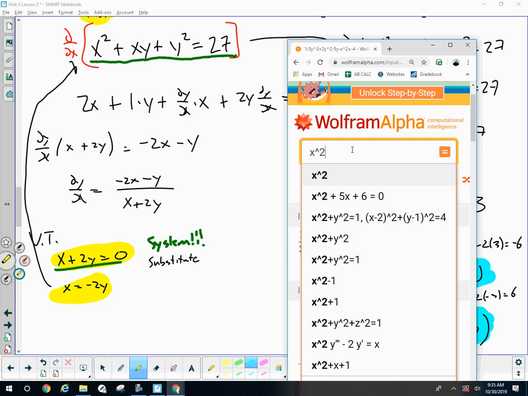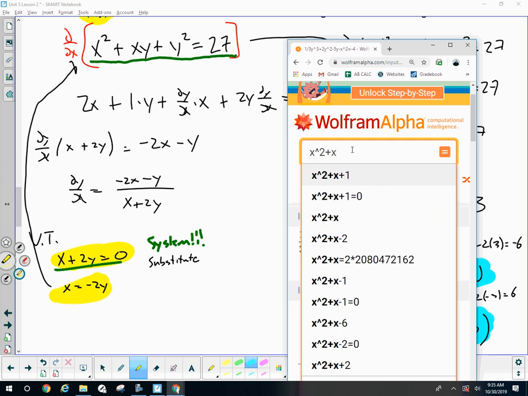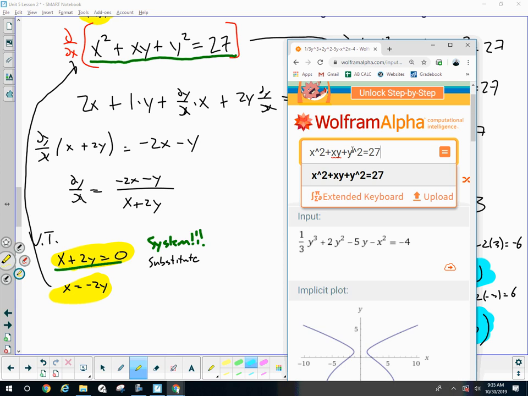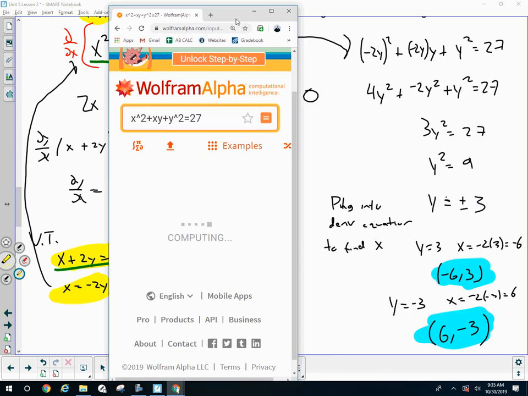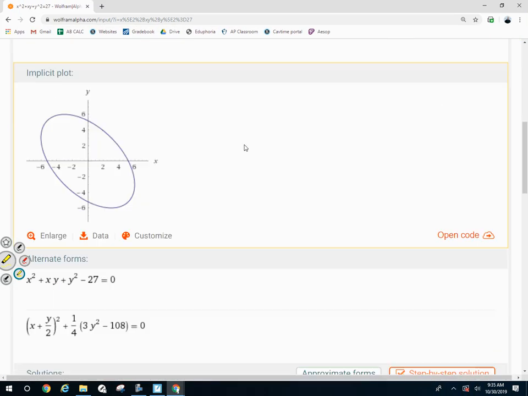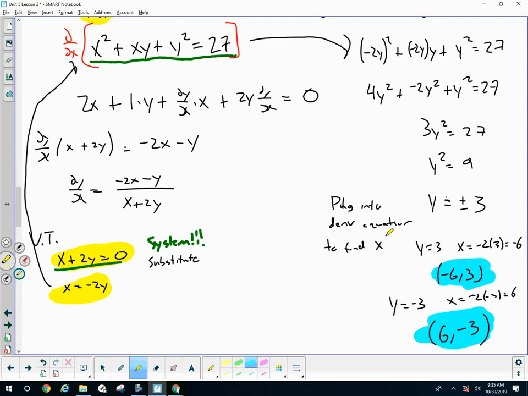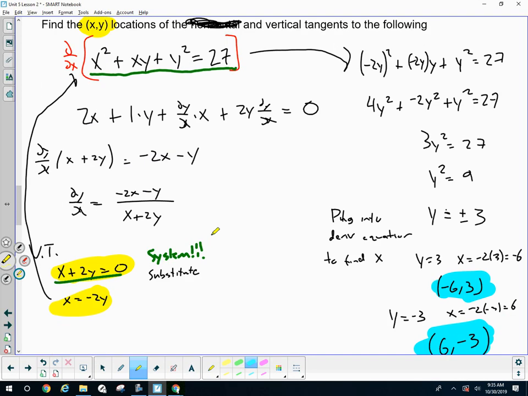x squared plus xy plus y squared equals 27. 6, negative 3, vertical tangent. Negative 6, 3, vertical tangent. We'd be able to find the horizontal tangents the same way. Okay?